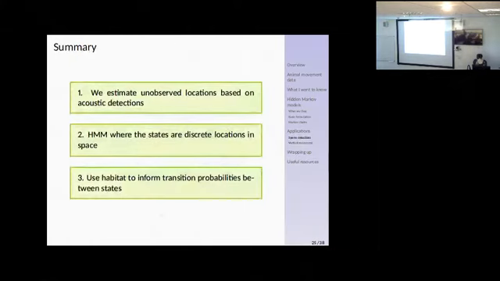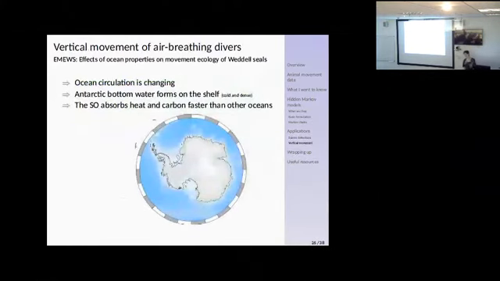So moving on to something different, that was what I was busy doing until March this year. And then in April, I moved back to St. Andrews to take up a fellowship looking at diving behavior. I call my project E-News, and it's the effects of ocean properties on the movement ecology of Weddell seals.